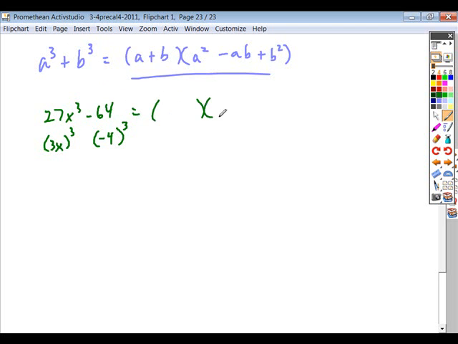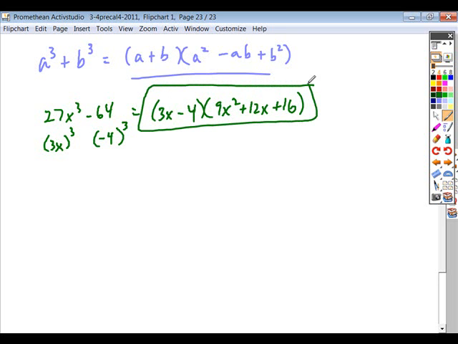And then your factors are going to be a binomial and a trinomial. The binomial is just going to be the sum of these terms. So 3x plus a negative 4. And then the trinomial, you're going to square your first term. So (3x) squared, we square the 3, square the x. Our last term is going to be the next base squared. So negative 4 squared is plus 16. And then our middle term is just going to be the opposite of their product. So 3x times a negative 4 is negative 12x. Change the sign, it becomes a positive 12x. And that's going to give you your set of factors for that expression.